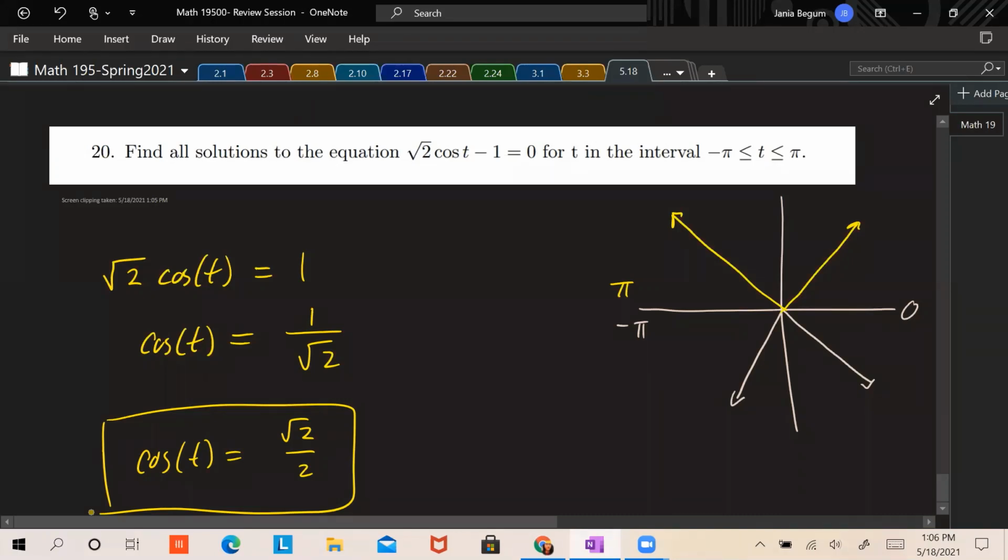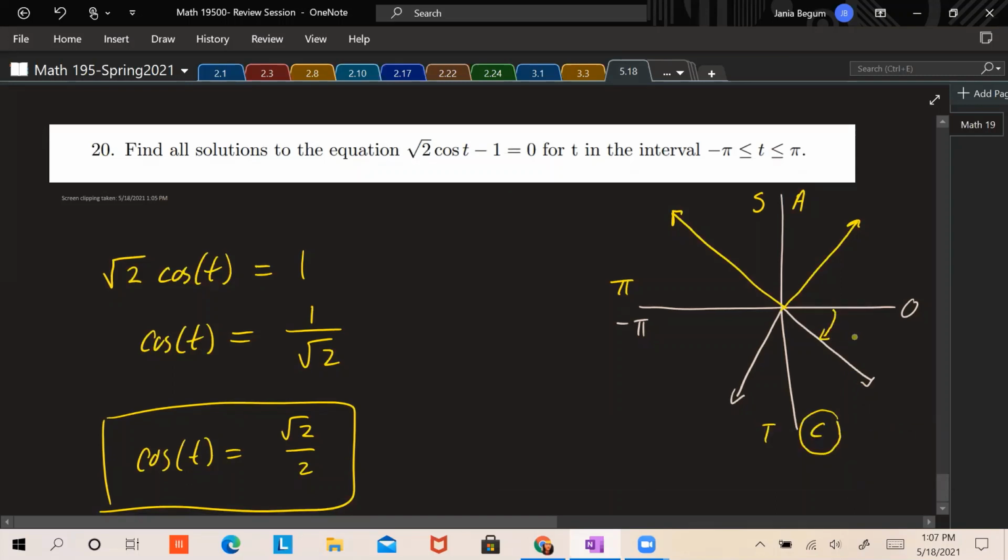Let's focus on the bottom half of the circle. Cosine is positive, so let's write down ASTC. So cosine is positive in this quadrant. That means I get an answer for this angle right here. So that's one of my t values. What is the angle in the fourth quadrant that gives me cosine to be square root of 2 over 2? If you look at your table, or if you remember it, cosine of pi over 4 is radical 2 over 2, correct? You guys remember that?